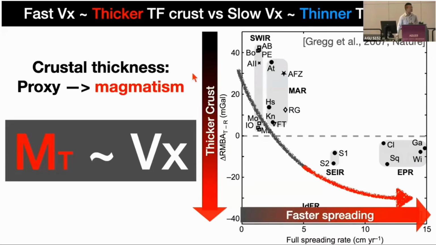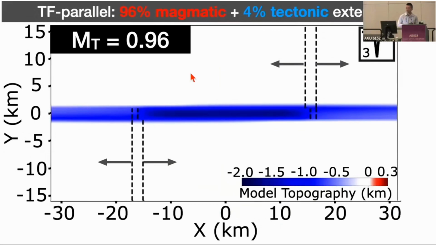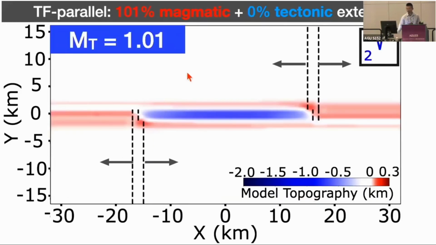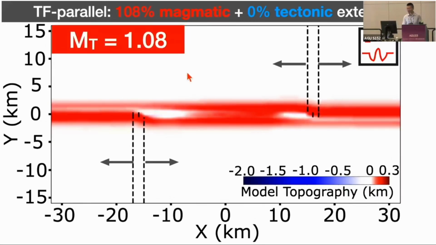We're going to focus on this MT. When MT is less than 0.96, which involves about 4% of tectonic extension along the transform fault, we see a deep valley. Notice that the fracture zone now is also a valley. Where MT is about 1, which means there's no tectonic extension, surprisingly, we still get a shallow valley a few hundred meters deep. When we further increase the MT value, now we get a ridge.